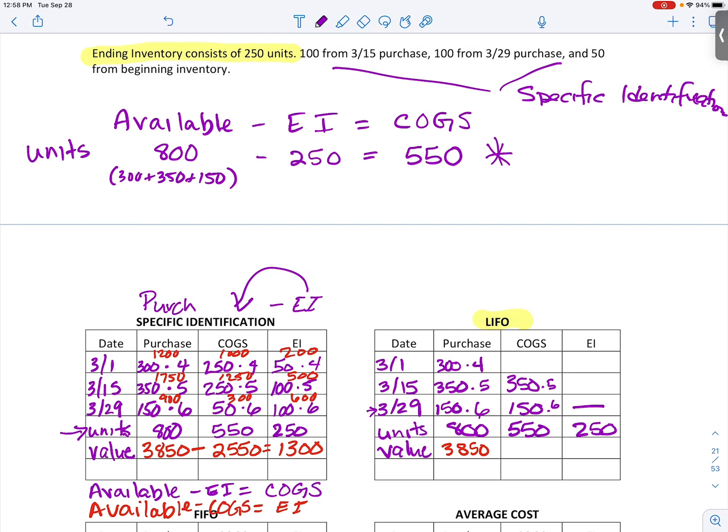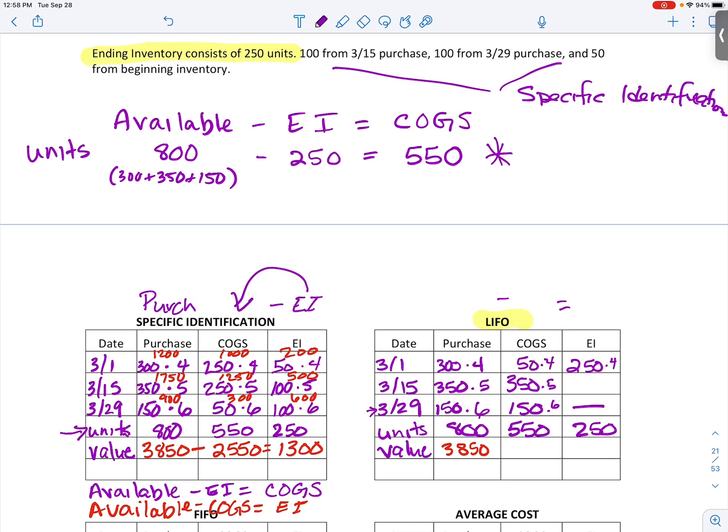And then I'm only at 500. I still need 50 more. So that's going to get sold. So what I have left in my ending inventory, purchases minus cost of goods sold equals ending inventory. I should have 250 left just from that beginning inventory.